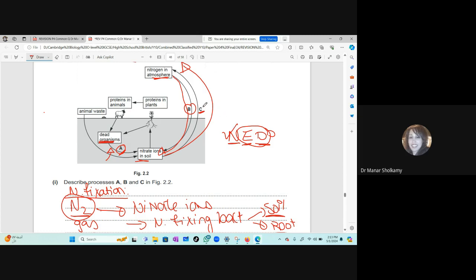Now, what will you say about C? We said E, excretion, D, decomposition, and the last D, denitrification. Nitrogen fixation, we finished it. I'm talking about the last letter D, which is represented by C here in this diagram. Denitrifying bacteria. Excellent. And what will you say about denitrifying bacteria?